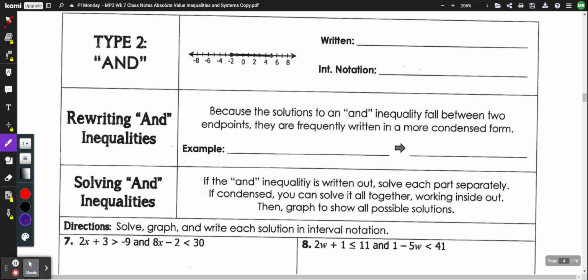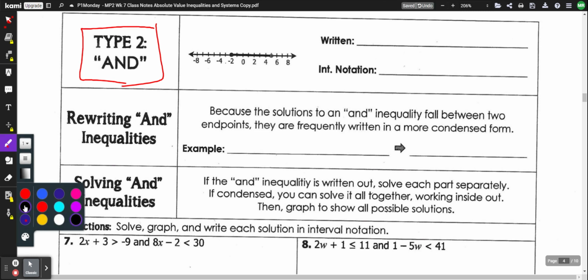Type 2 are and inequalities. So we just covered or inequalities. Now we're going to talk about and inequalities. Let's take a look at this number line. We have a closed dot here. So that's x greater than or equal to -2, because the line's going this way.